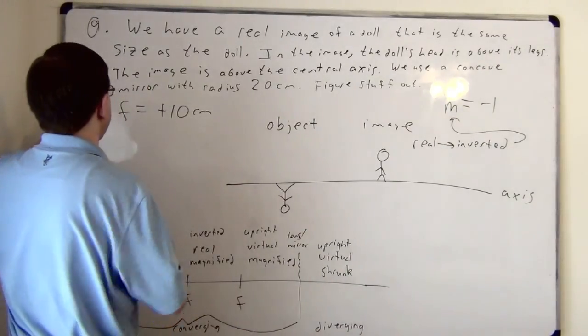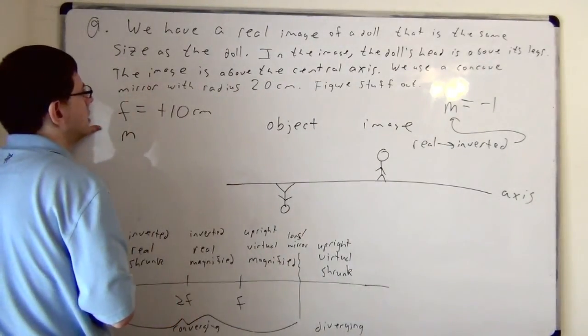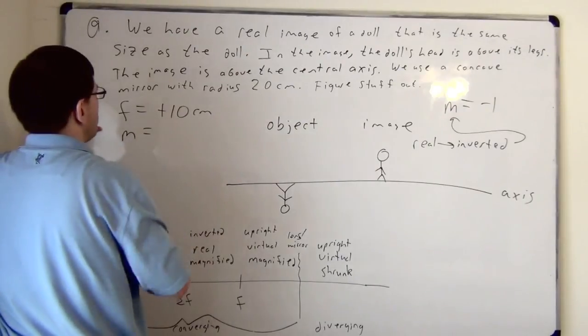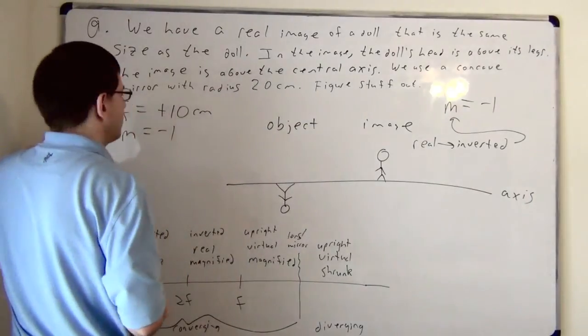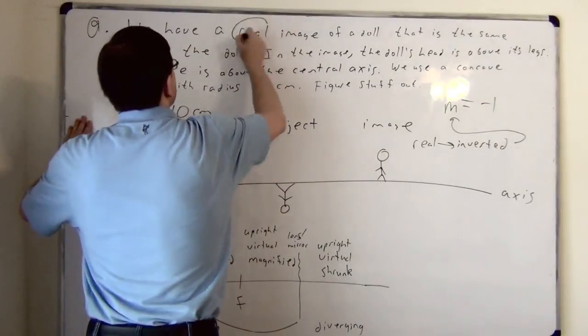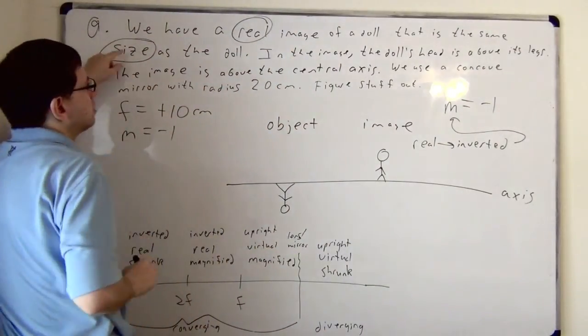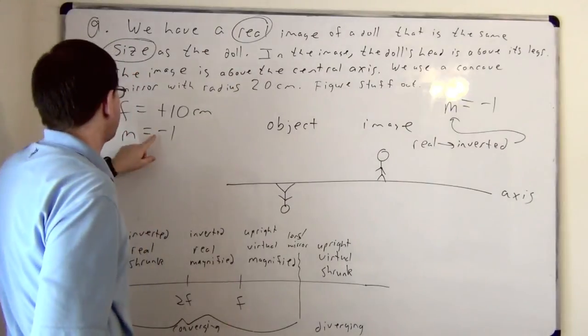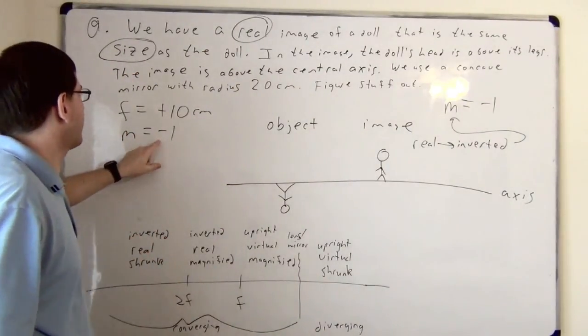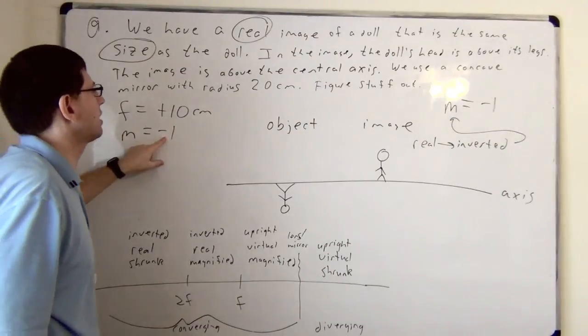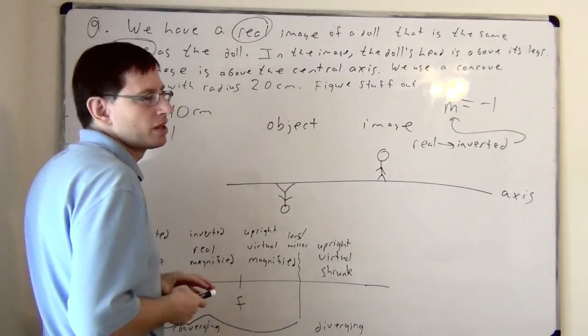It tells us something about m. M is 1 or negative 1? Yeah, and which one is it, 1 or negative 1? Negative 1, because it's a real image, so it's inverted. Yeah, so notice we need both of these. In fact, magnification is actually misnamed. It doesn't just reflect magnification, it also tells you indirectly whether something's real or virtual.